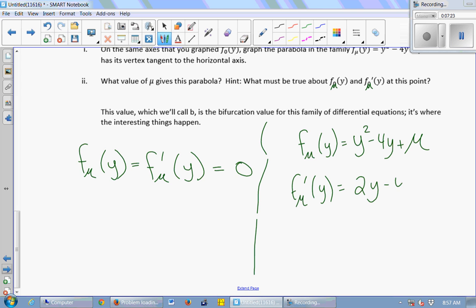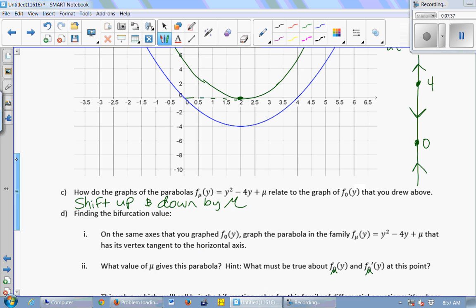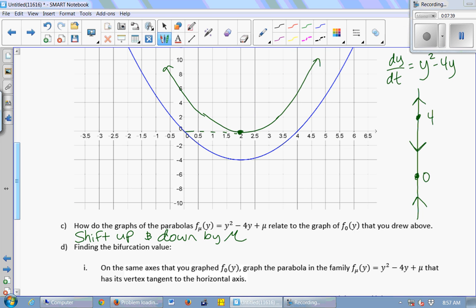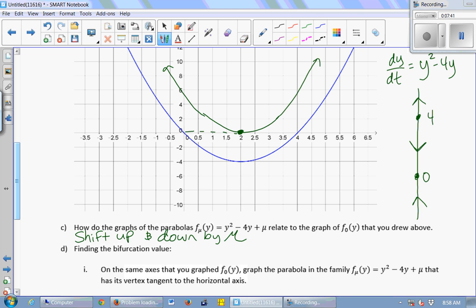2y minus 4. We set that equal to 0, and you get y equals 2. Take whatever you get here, y has to be 2. That's telling you the x location, or well, the y location, right? It's technically the y coordinate of the vertex, the horizontal coordinate of the vertex.